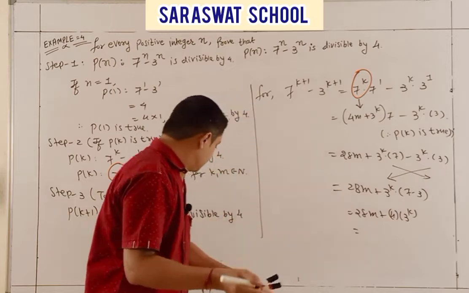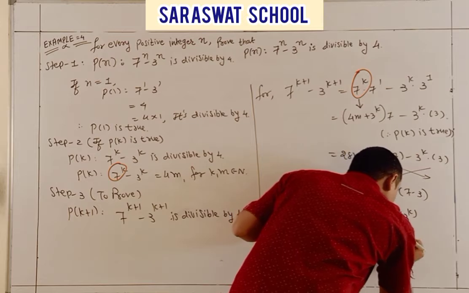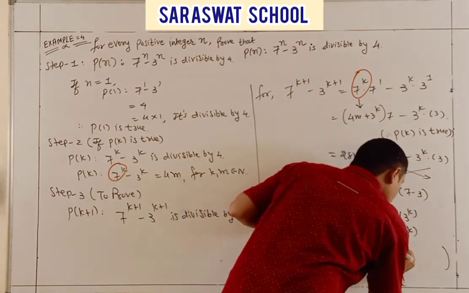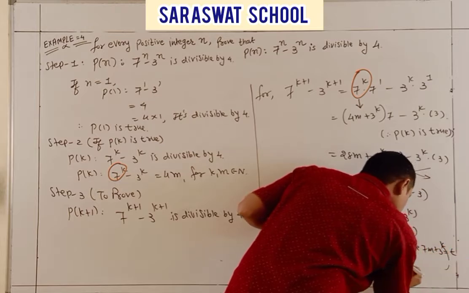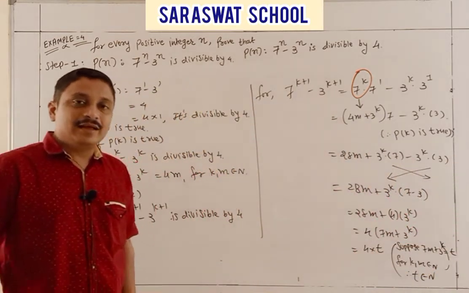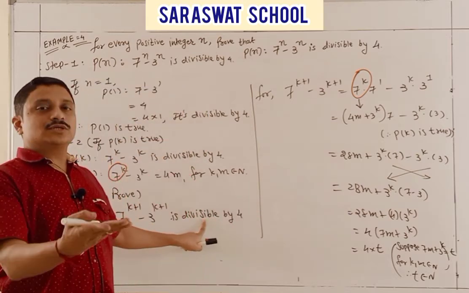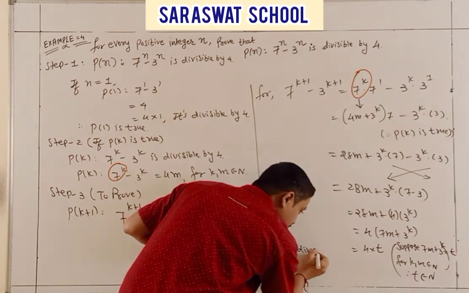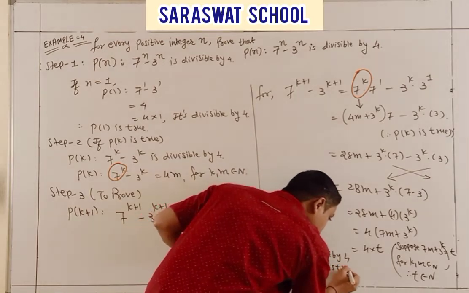Finally, I need divisible by 4. Then 4 common. Remaining are 7m plus 3 raised to k, and here I write down that it is t. Because suppose 7m plus 3 raised to k is equal to t, by assumption. For m belongs to natural, t belongs to natural, and any natural number multiplied with 4 is surely divisible by 4. Therefore it is divisible by 4. So we can say P(k plus 1) is true.